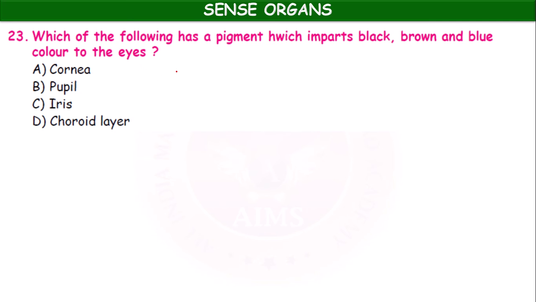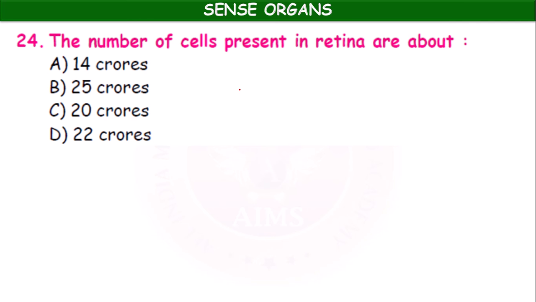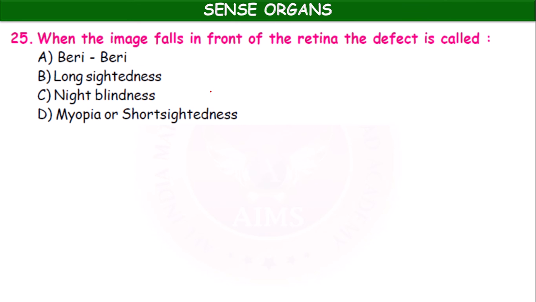Which of the following has a pigment which imparts black, brown and blue colors to the eye? Which part of the eye has a pigment? Cornea, pupil, iris, choroid layer. It is the iris. The number of cells present in retina are about 14 crores, 25 crores, 20 crores, 22 crores. It is 14 crores of cells. What are they? That is rods and cones.